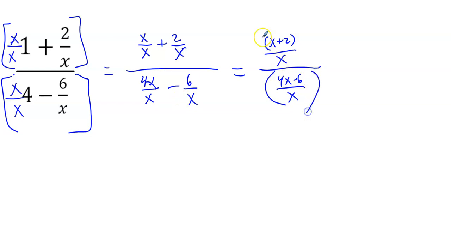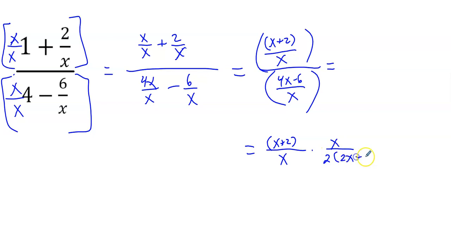Okay, I'm going to divide. Now I can use the same strategy we used before, which is to say, okay, we're going to do the numerator, which is x plus 2 divided by x. And we're going to flip the denominator, right? So now x is on top, and I'm going to simplify that by saying 2 times 2x minus 3, just in case something cancels here. These x's certainly cancel, and you're left with x plus 2 over 2 times 2x minus 3.